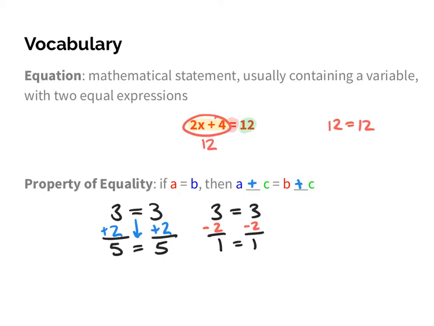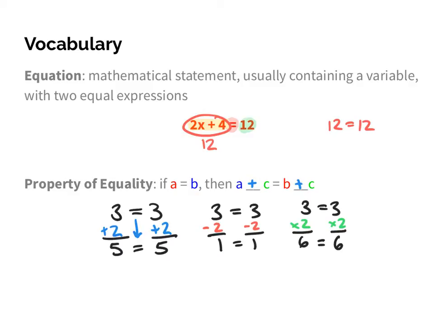I can apply this to multiplication. So if I have 3 = 3, and let's say that instead of adding or subtracting, I multiply by 2. Well, if I multiply by 2, I'm going to get 6. So in order to make sure that stays equal, I have to multiply the other side by 2 so that in the end, I still get an equal statement of 6 = 6.